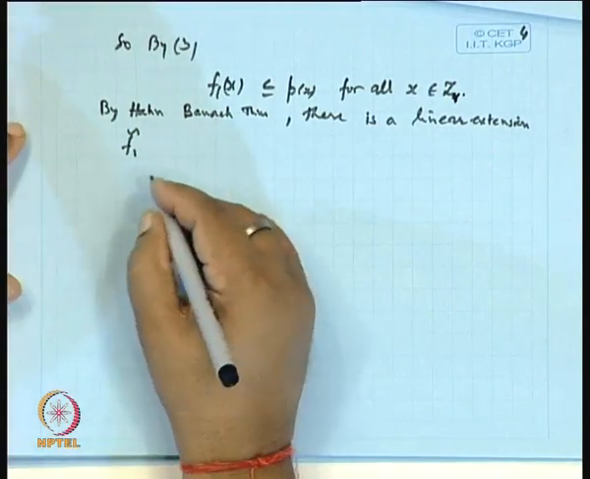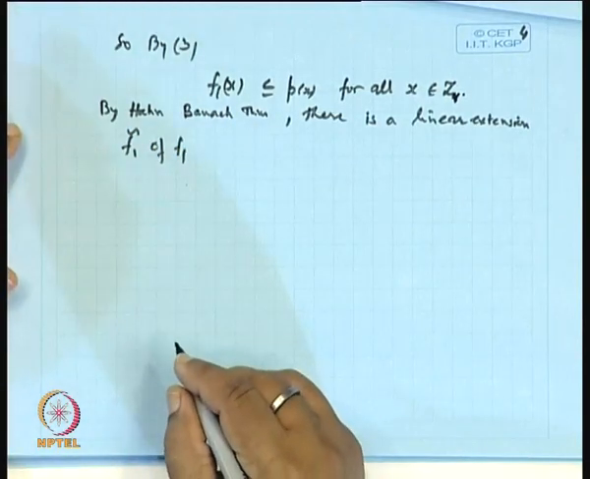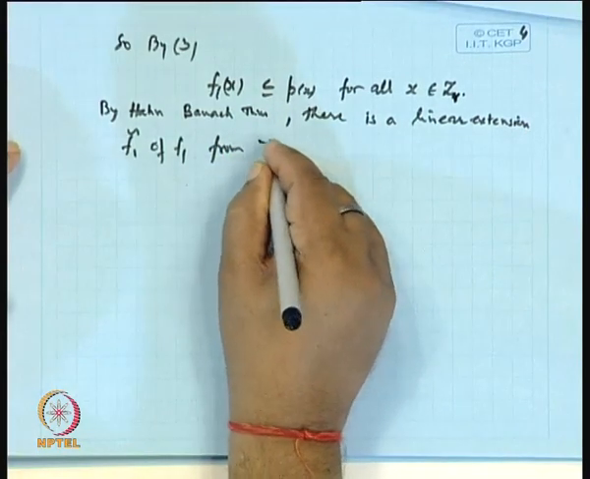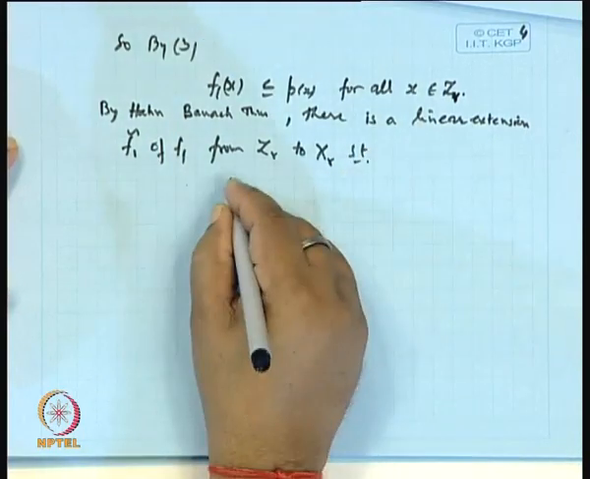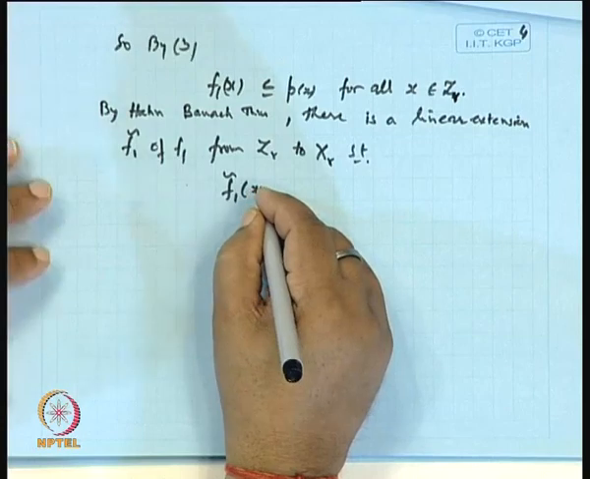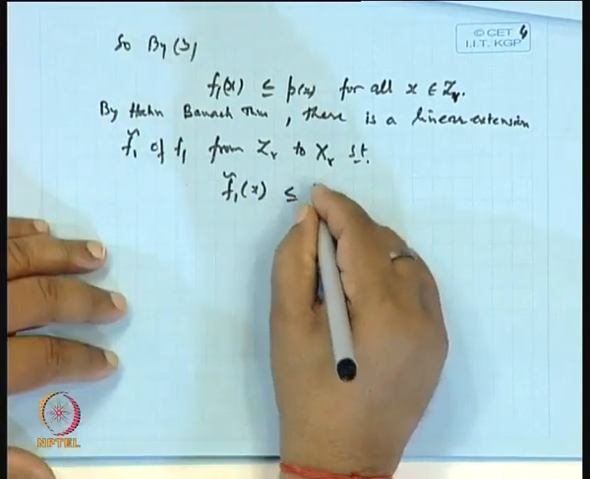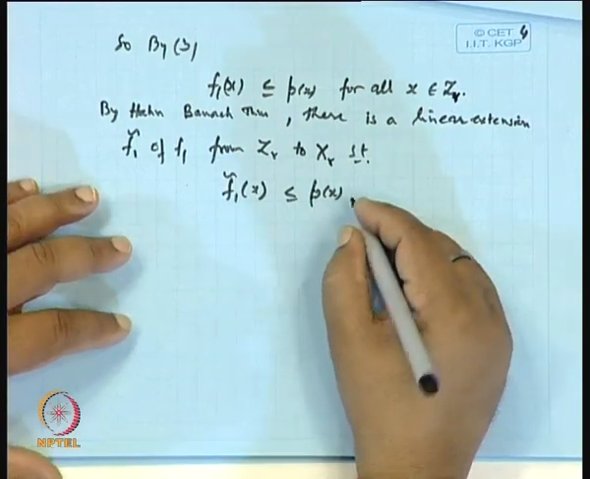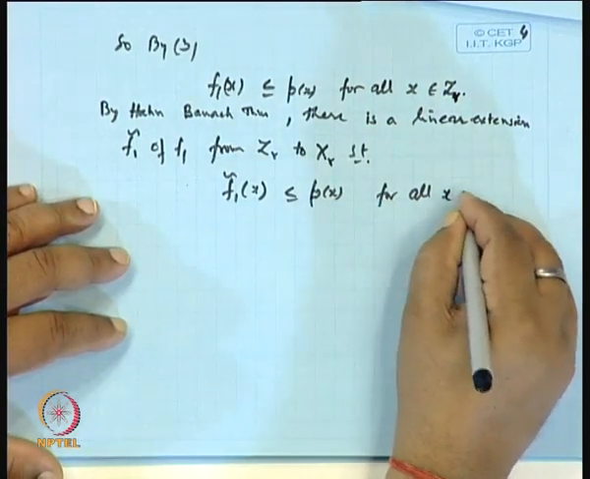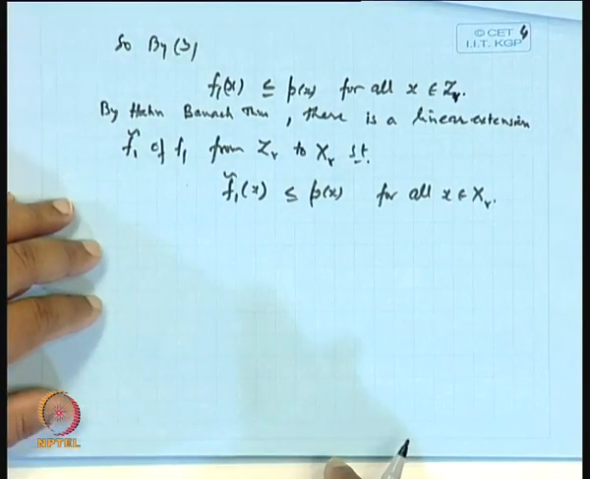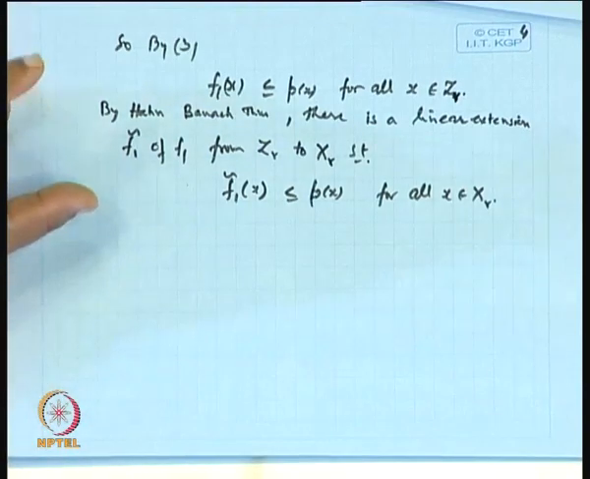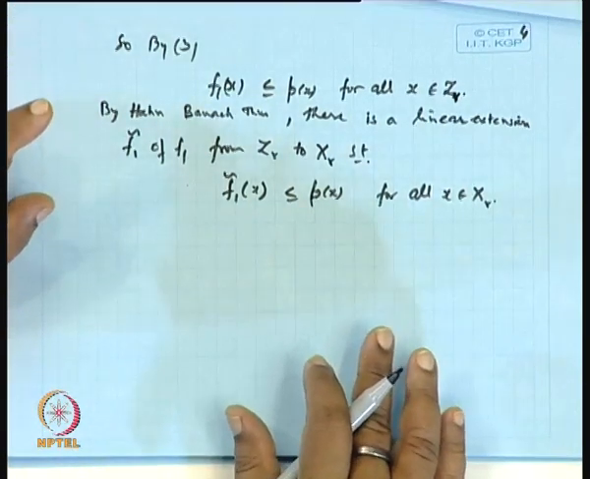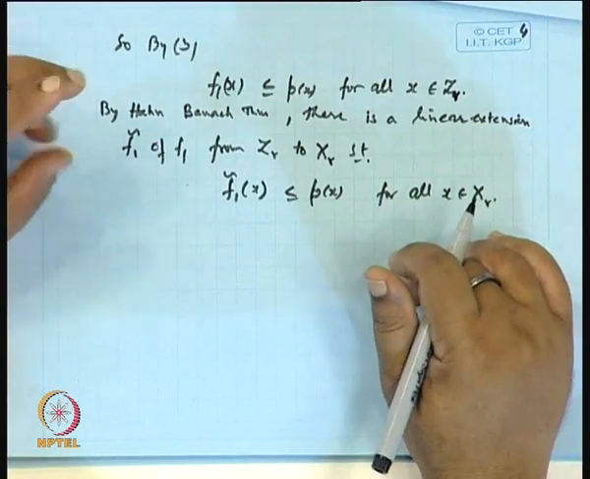from Z_R to X_R, such that this f1 delta x is dominated by p(x) for all x belonging to X_R. Okay. So, the real part of F1 satisfies the condition on the real vector space X_R. Okay. So, let us take the F1.